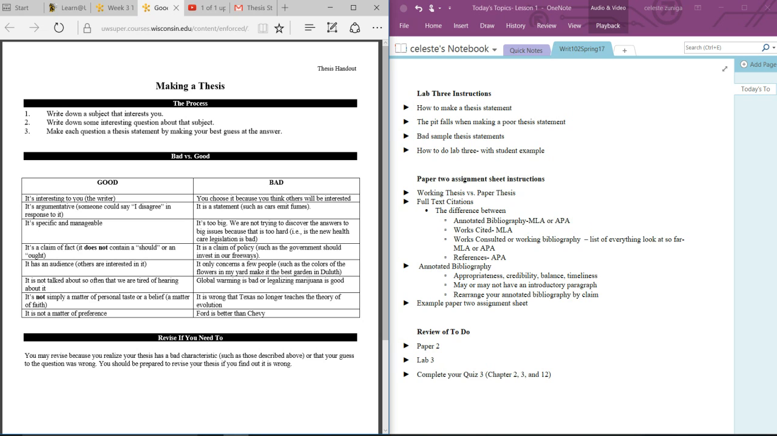It's very similar to personal taste or belief, a matter of preference. You have to be able to prove it true. So that's the good and the bad of thesis statements. Check your own statements to see that you're not in any of the bad categories, that you're in all the good categories, and now you have somewhere to go forward with.